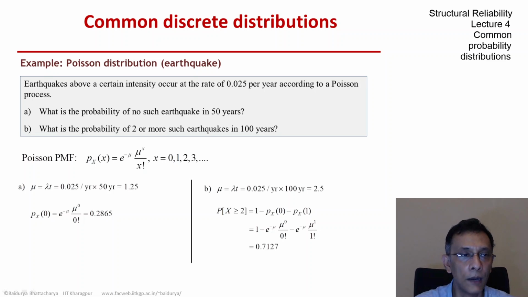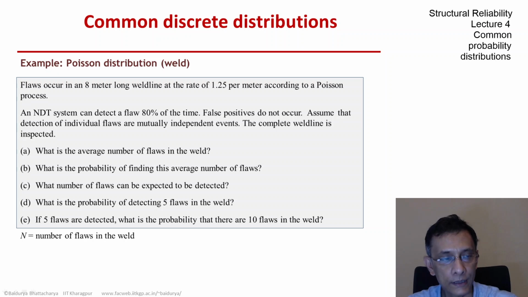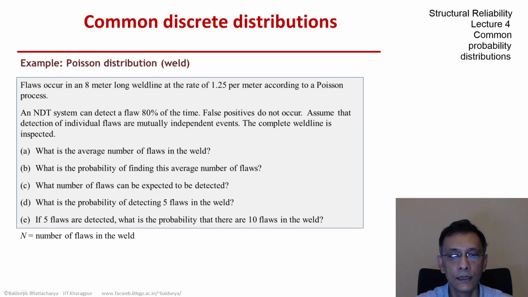In our next example, as I said, it doesn't have to be on the time axis. It can be on some length axis. And here we look at a problem of weld defects along a line of weld. So let's take a minute to read the problem, and then we will start solving one by one.